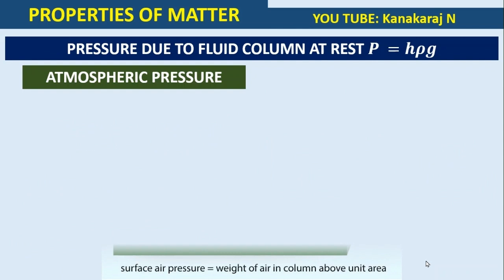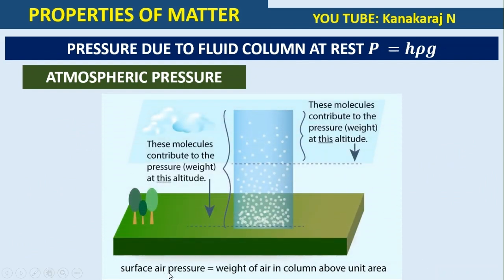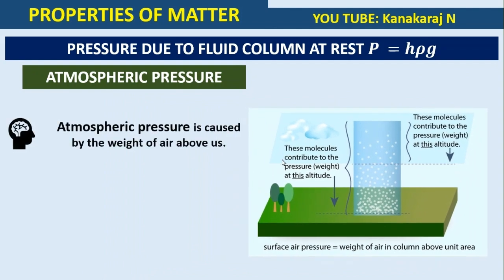Atmospheric pressure. The surface air pressure or atmospheric pressure equals the weight of air in a column above unit area. Now, as we go up, the atmospheric pressure decreases because the air above our head decreases, so pressure decreases. Atmospheric pressure is caused by the weight of the air above us. It decreases with height.